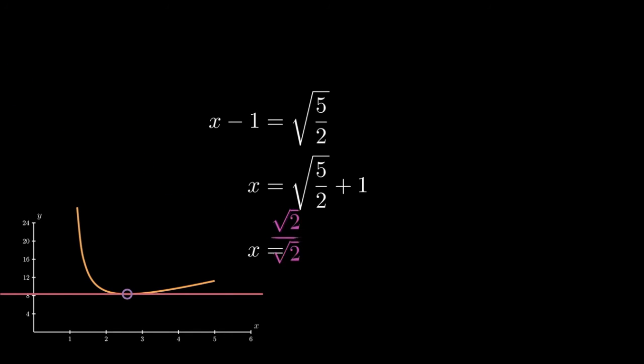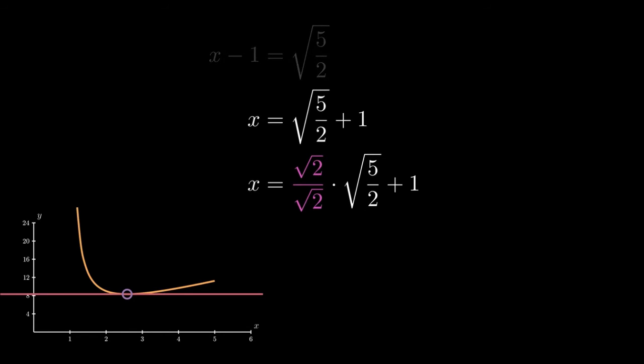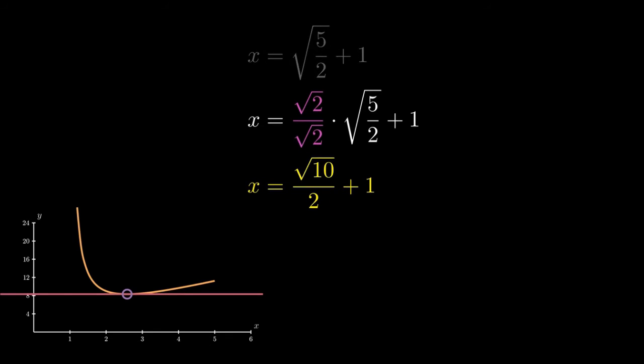Okay. So we can do that pretty easily. We bring in the square root of 2 over 2. You multiply that through, makes the denominator 2, and the numerator square root of 10. And there is our simplified version of x.